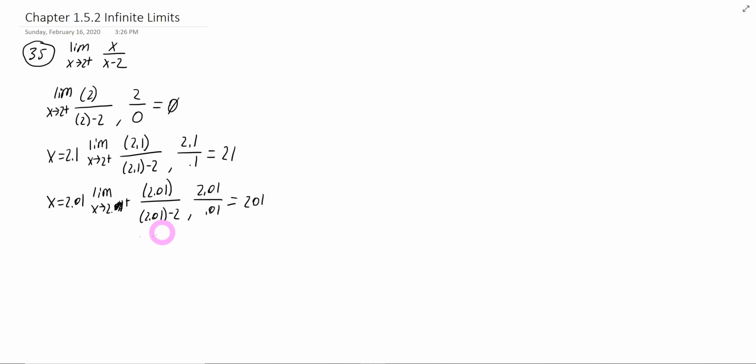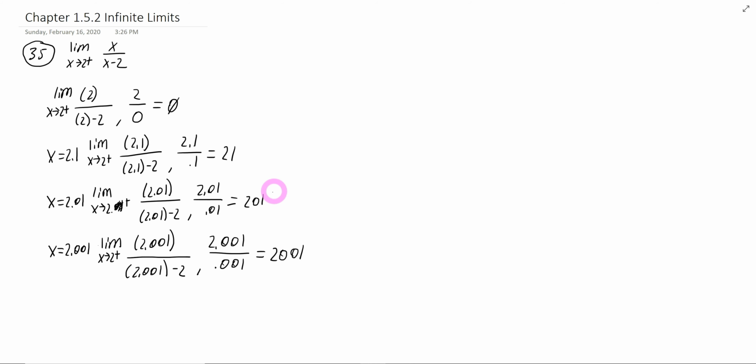Okay, so as you can see, we've gotten a value that's much bigger than 21 now, but we're still going to have to add another data point to our entry here. So now our next one is going to be x equals 2.001. So we're going to get the limit as x goes to 2 from the right of 2.001 all over 2.001 minus 2, which is 2.001 all over 0.001, which is 2001. So there we go.